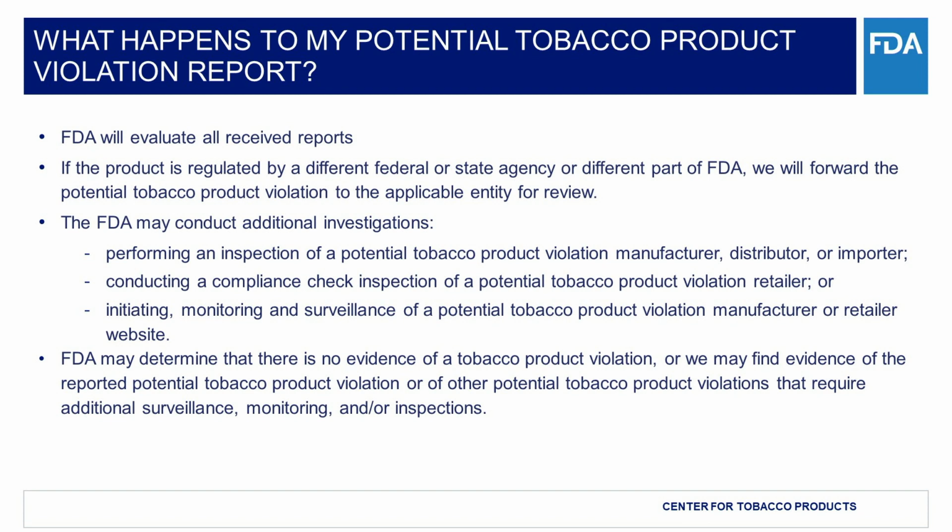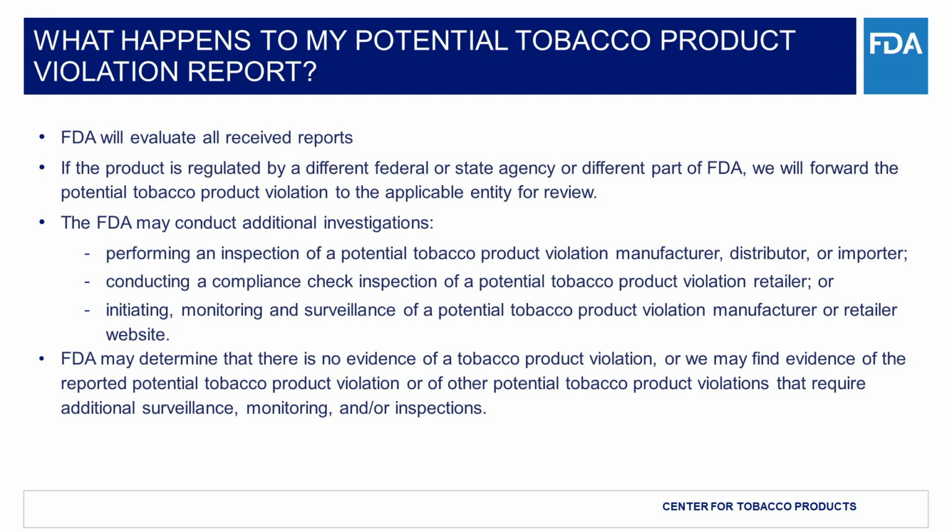Once the FDA receives your report, it will evaluate and determine if the activity is a violation of the Tobacco Control Act or related regulations, and if the product is regulated by the FDA. If the product is regulated by a different federal or state agency or different part of FDA, we will forward the complaint to the applicable entity for review. FDA does not rely solely on what was submitted to take enforcement action.